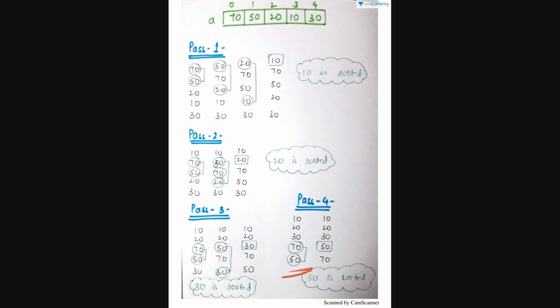50 is smaller than 70. So obviously these both should be swapped. So 50 will go into the place of 70 and 70 will come into the place of 50. Then the sequence will be like 10, 20, 30, 50, 70. Now no element is smaller than 50 after 50. So 50 will be sorted. And then the last element remaining is 70. There are no further elements, that is the last element, so obviously 70 must also be sorted.